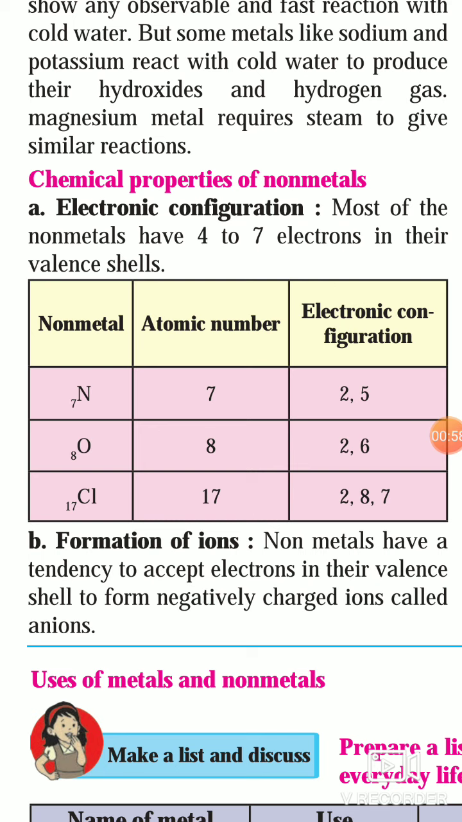And the atomic number of chlorine is 17, so the electronic configuration will be 2 8 7. That means 7 electrons will be there in the last shell. The second property is formation of ions.